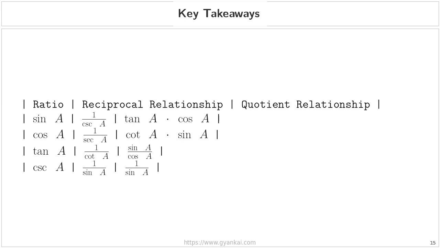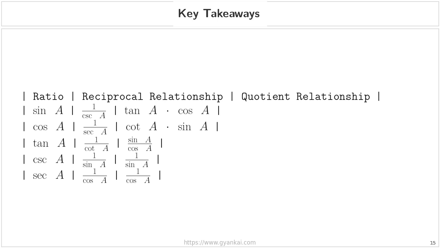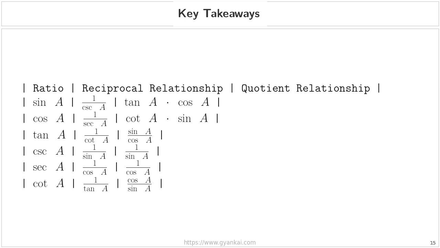Now, let's look at the reciprocal functions. For cosecant of A, the reciprocal relationship is 1 over sine of A, and its quotient relationship is also expressed as 1 over sine of A. Similarly, for secant of A, the reciprocal is 1 over cosine of A, and its quotient relationship is also 1 over cosine of A. Finally, for cotangent of A, we have the reciprocal relationship of 1 over tangent of A, and the quotient relationship we derived in slide 9, which is cosine of A divided by sine of A.